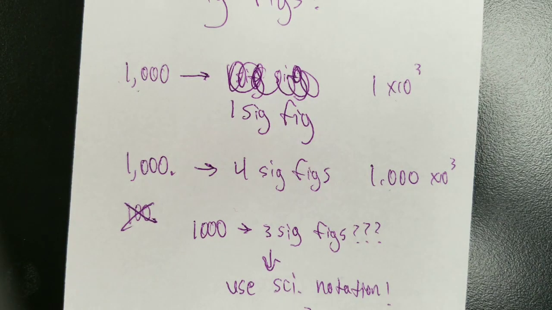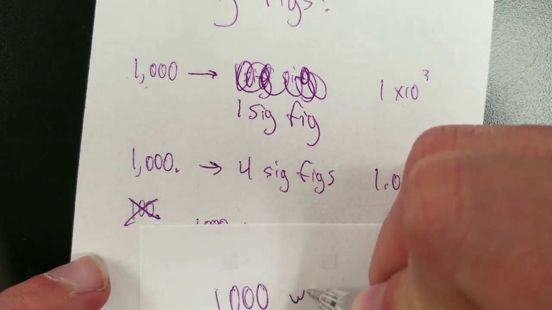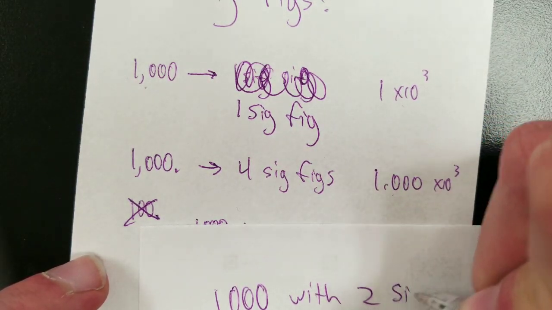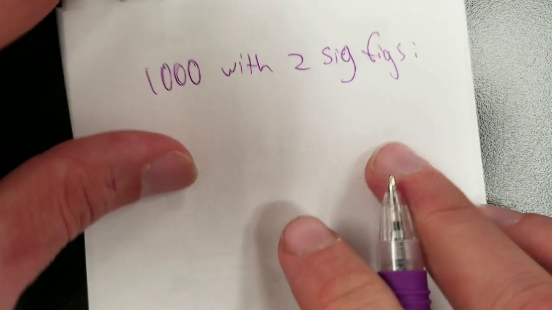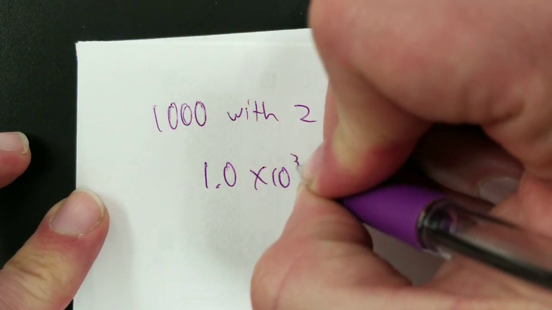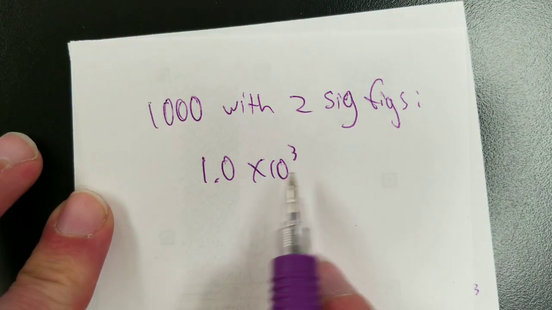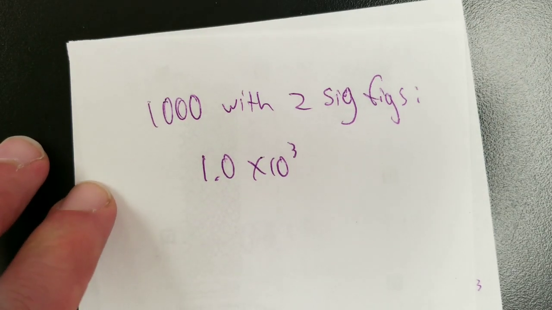Or perhaps, what if I wanted it with 2 sig figs? 1,000 with 2 sig figs. Easy. 1.0 times 10 to the third. It's still 1,000 because it's 1 times 10 to the third, and then 1.0 makes it 2 significant figures. So that's how you deal with something like this.